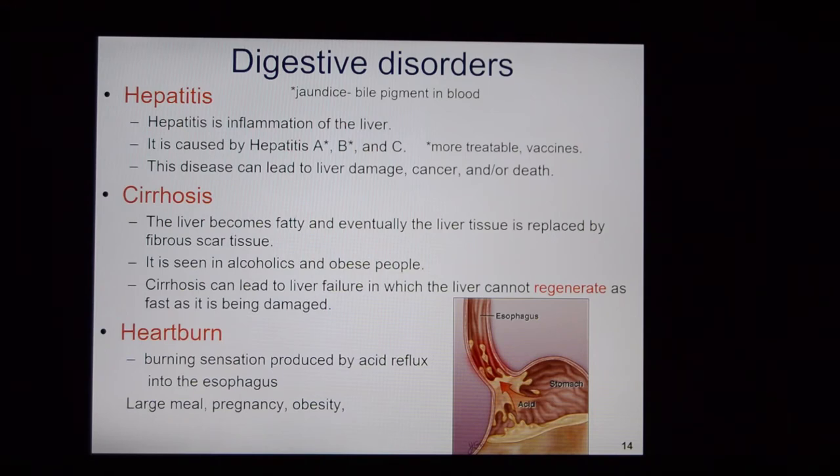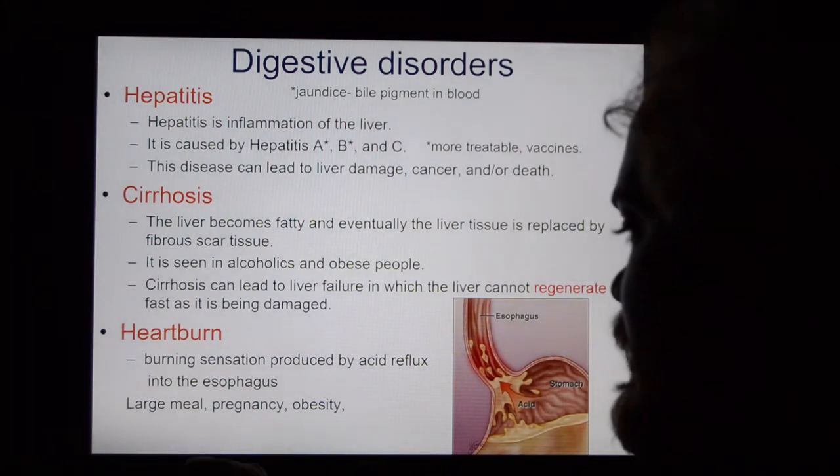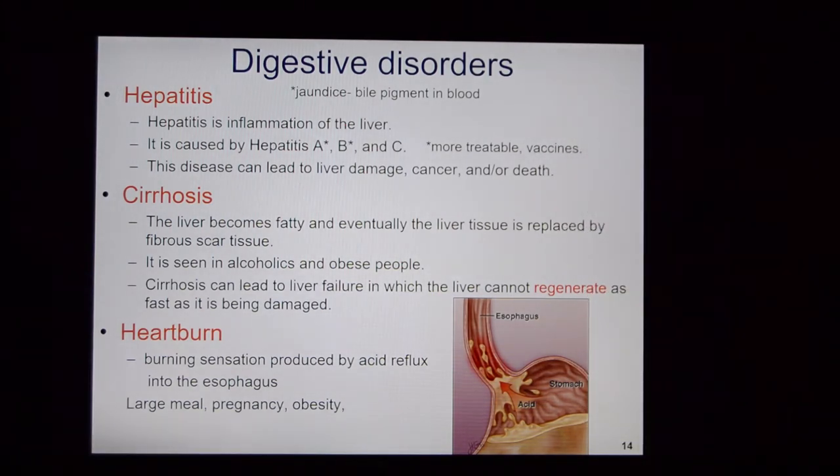Cirrhosis is any situation where the liver becomes very fatty and the fat turns into scar tissue over time. This is seen in alcoholics specifically. So alcohol is actually an incredibly high energy molecule. And when you drink a lot of alcohol, all that energy has to go somewhere and it's turned into fat that is then stored in the liver. And the liver gets fatty because you drink too much and that turns into scar tissue and then the liver basically stops working. Okay, that is cirrhosis.